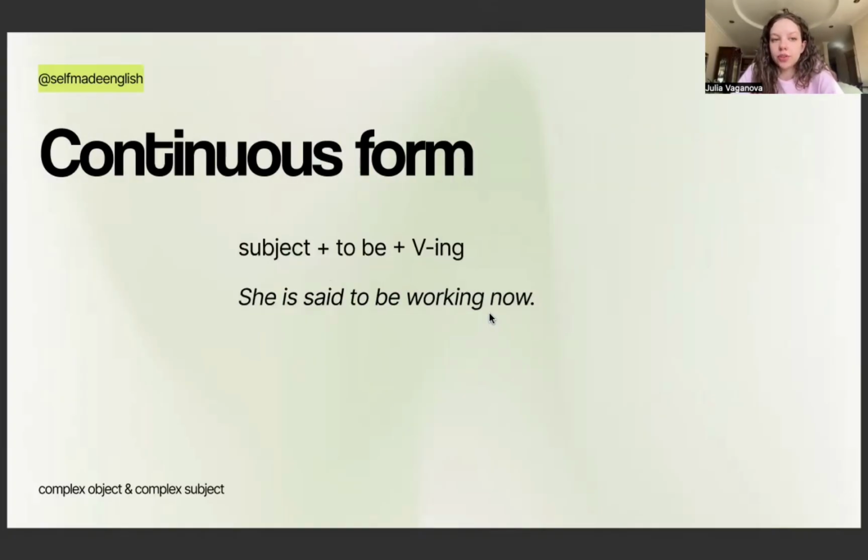Also, some more advanced grammar here is that we can actually use continuous forms in the complex subject. She is said to be working now, right? She, it's just basic subject, is said to be working. That's the complex subject with continuous form, which refers us to the progress of the action.